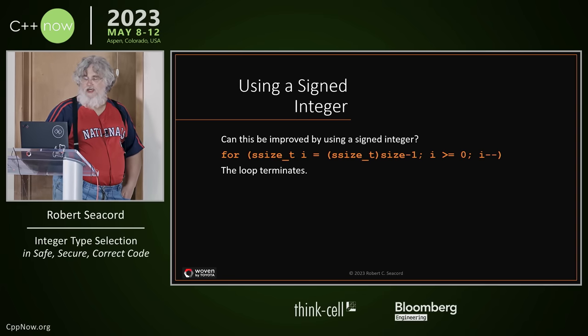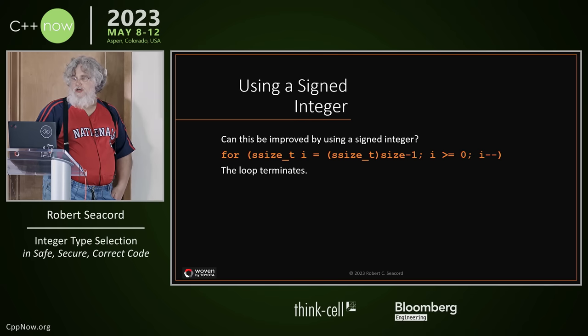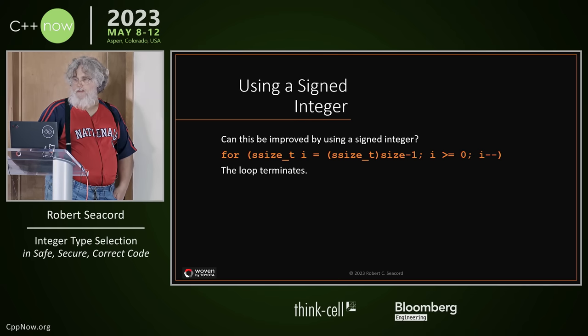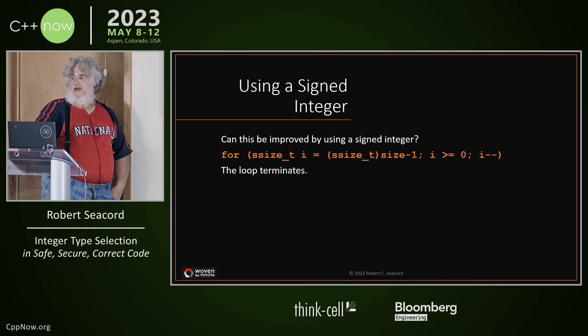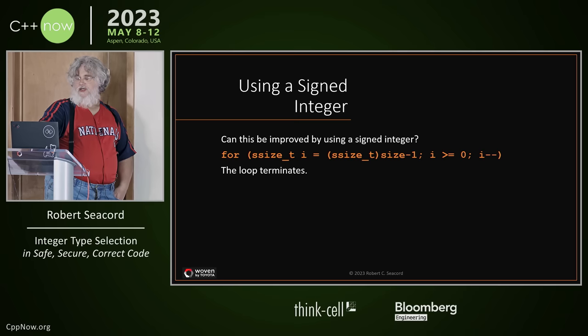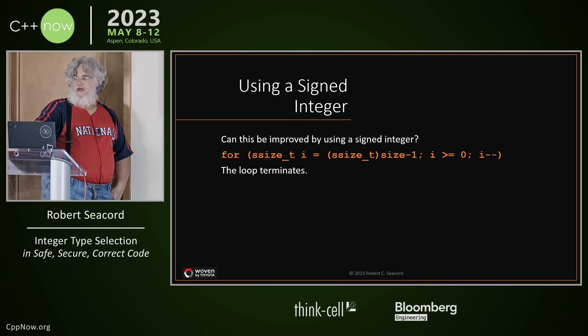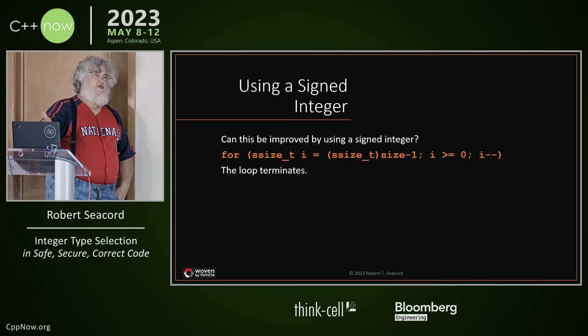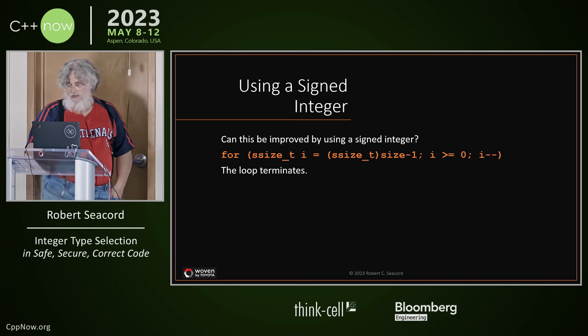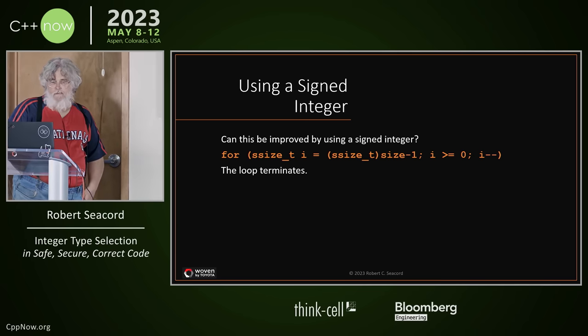We've got this size value, which say it's 10, then we'll have 9 here. We'll decrement that value of i each loop while it's greater than or equal to 0. So when it gets to less than 0, the loop is going to terminate. So we have guaranteed termination.